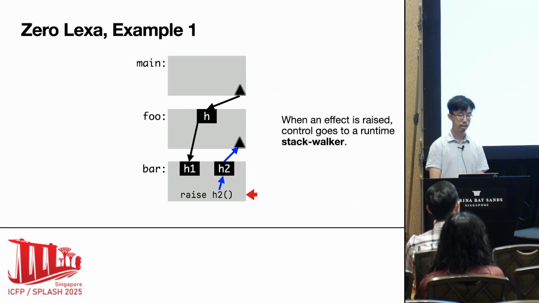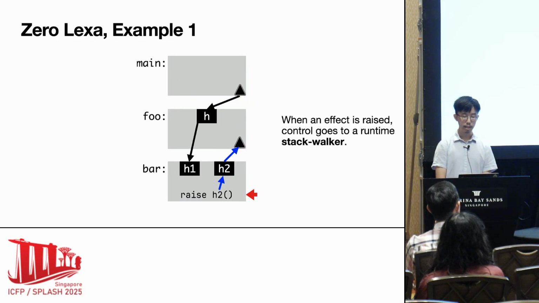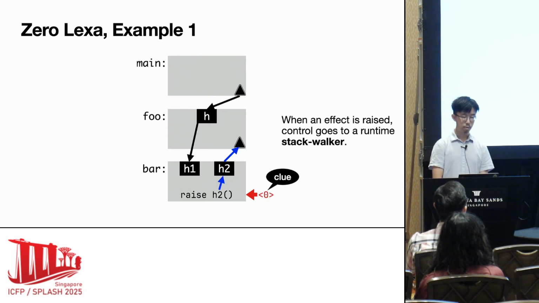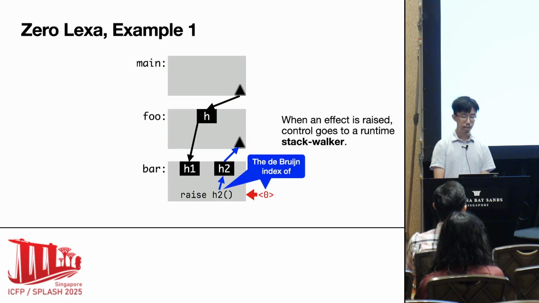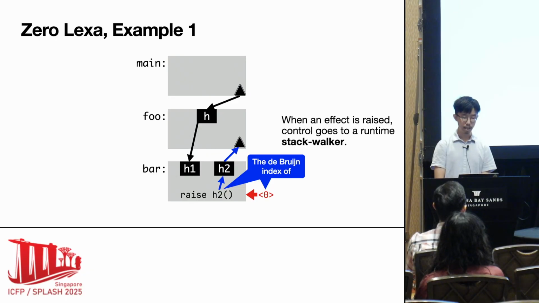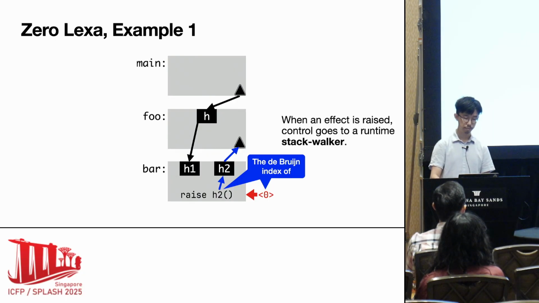Let's see in action how handlers are located in 0 Lexa. When an effect is raised, the control goes to a runtime stack worker. The stack worker carries a state called clue. It is a single integer denoting the de Bruijn index of the handler variable responsible for the raised effect. In this example, the clue is initialized to 0, which is the de Bruijn index of handler parameter h2.